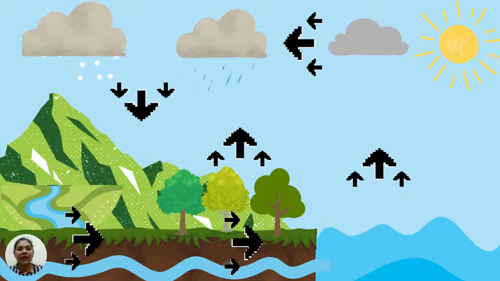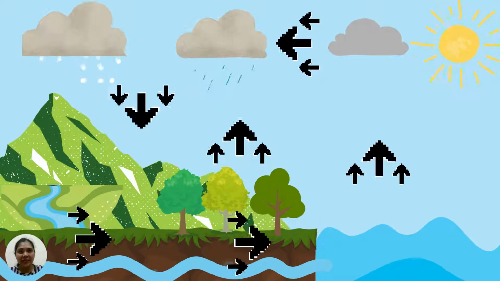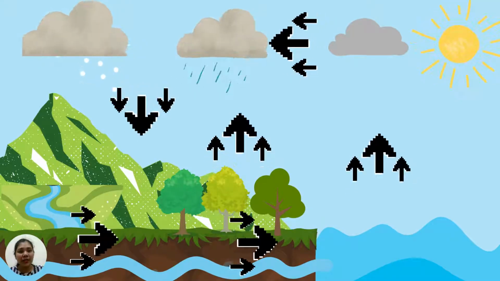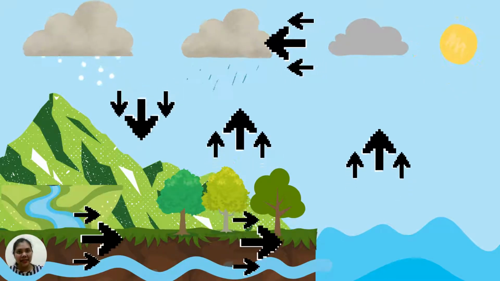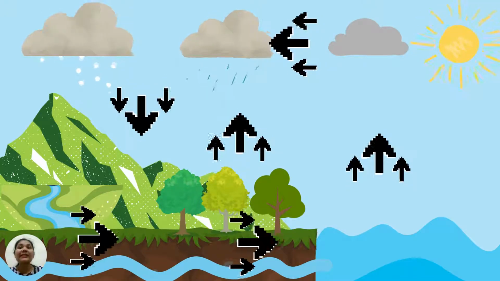Here, all the arrows show you how the water cycle keeps going round and round. Remember that there is no starting point, but we started at the ocean just so that you can understand it a bit easier. So that is what we call the water cycle, or the hydrologic cycle.